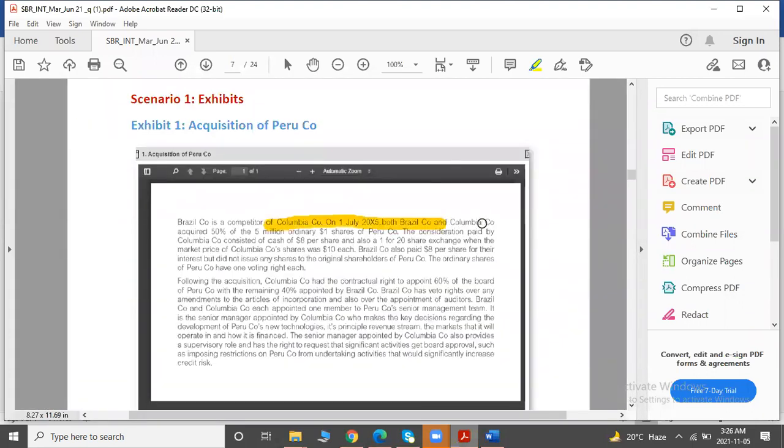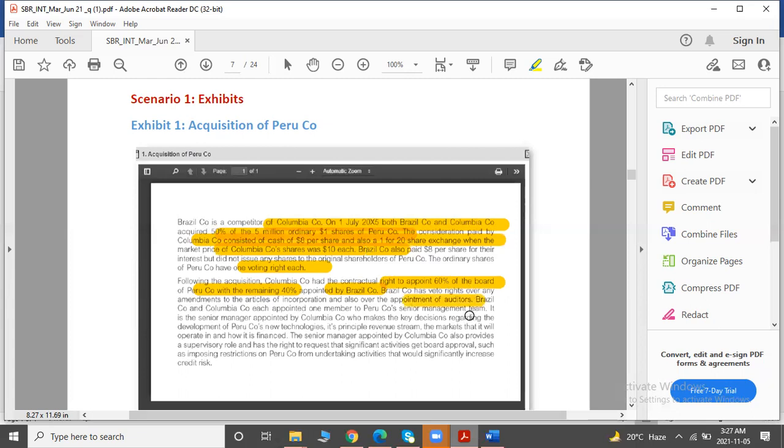On 1st July 2005, Brazil Company and Columbia Company each acquired 50% of the 5 million ordinary $1 shares of Peru Company, when the market price of Columbia Company shares was $10 each. Brazil Company also paid $8 per share for their interest, but they did not issue any shares to the original shareholders of Peru Company. The ordinary shares of Peru Company have one voting right each. Following the acquisition, Columbia Company had the contractual right to appoint 60% of the board of Peru Company, with the remaining 40% appointed by Brazil Company. Brazil Company has veto rights over any amendments to the articles of incorporation and also over the appointment of auditors.